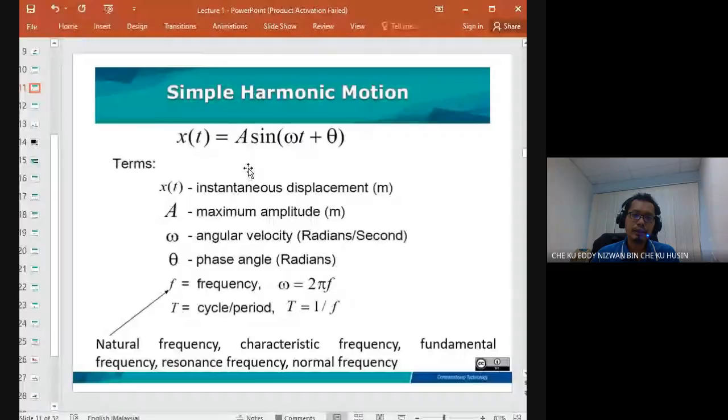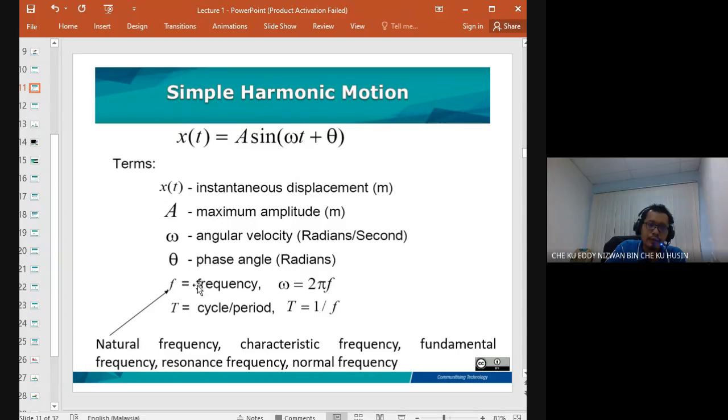So this one in detail: x is the instantaneous displacement. Because we know that when there is a motion, the value of displacement is not constant, it depends on time. So when the time changes, the position also changes. And as mentioned before, A is the maximum amplitude, omega is the angular velocity, with unit radian per second, and theta is the phase angle in radians. Actually, phase angle doesn't matter, you can represent it in radian or degree, but you must put a symbol for degree.